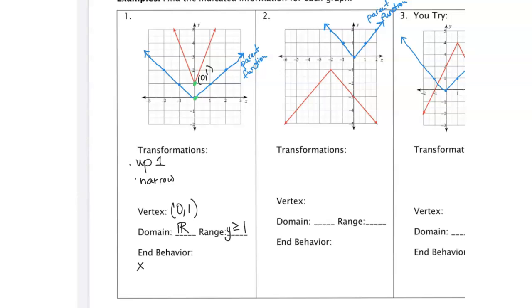As for end behavior, as x is going towards the left, so towards negative infinity, as we're going left, traveling left, our graph is going up, up, up, so to positive infinity. As x is going towards positive infinity, which means as we're going towards the right, our graph is traveling up, so y is going towards positive infinity.